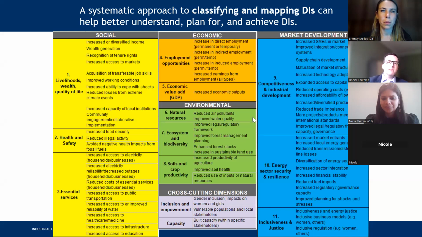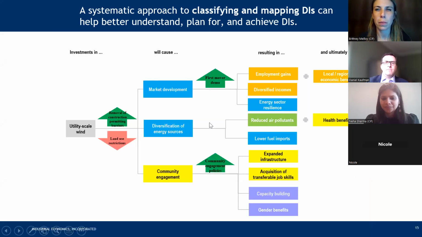Next slide, please. So in addition to classifying the different types of development impacts, we also developed development impact pathways. And this slide provides one example of a development impact pathway. The development impact pathways show how climate finance interventions can lead to development impacts. And this impact pathway is from the case study that we developed for the Thailand wind case study.